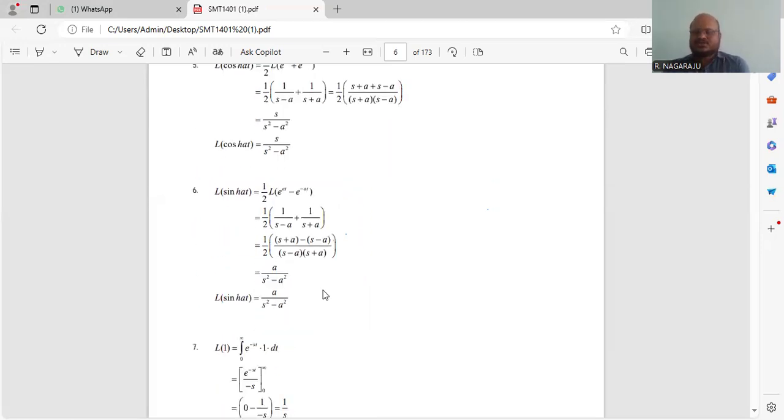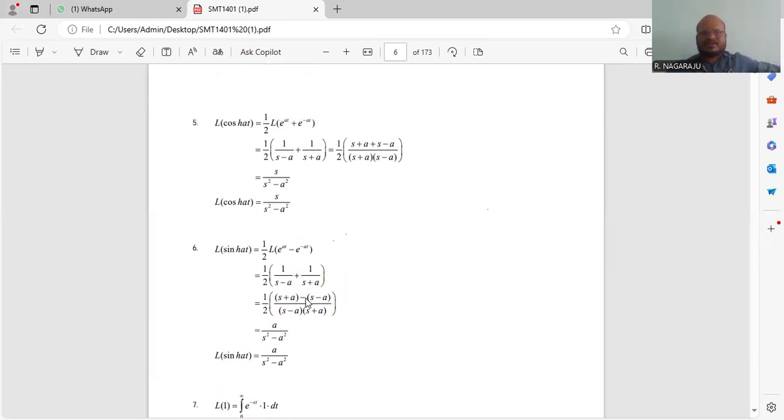So sin hat. The hyperbolic function sin hat formula is 1 by 2 of L of e power at minus L of e power minus at. So here the formula is 1 by 2 again. You have to use the L of e power at formula, 1 by s minus a, and the e power minus at formula, which is also 1 by s plus a. After using this, you will get a by s square minus a square. So here you are getting the cos hat and sin hat formulas. Cos hat is nothing but s by s square minus a square, and sin hat is nothing but a by s square minus a square.